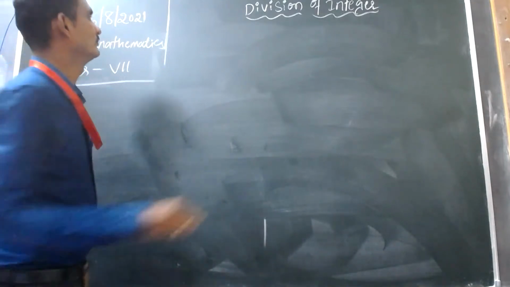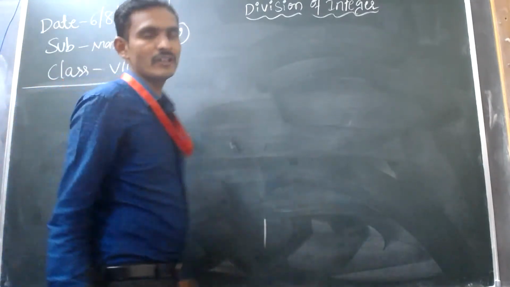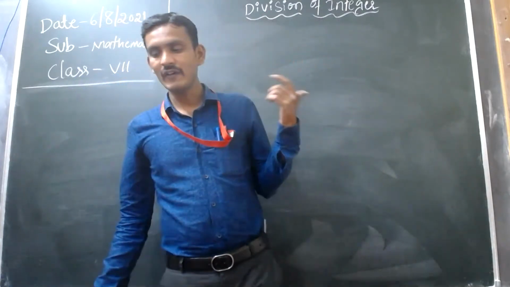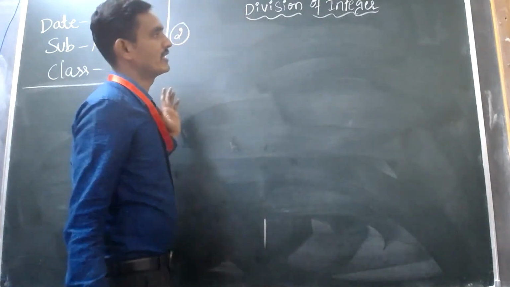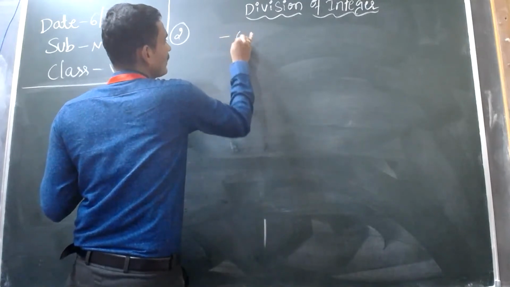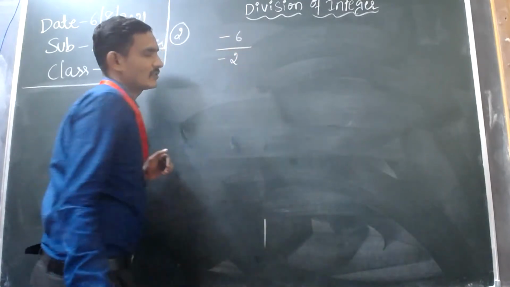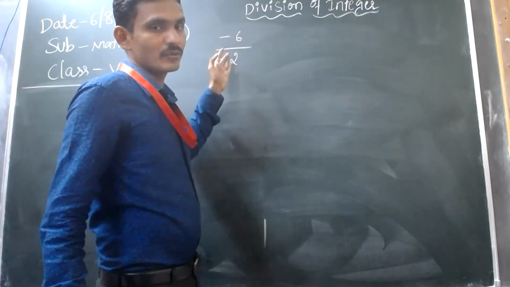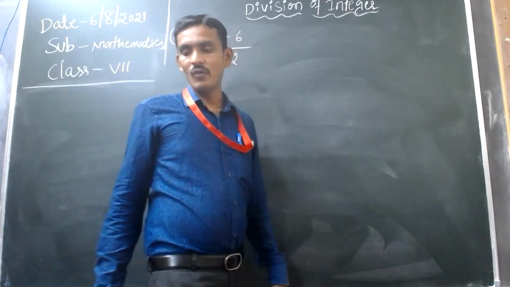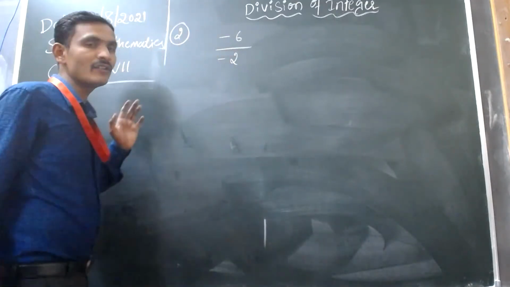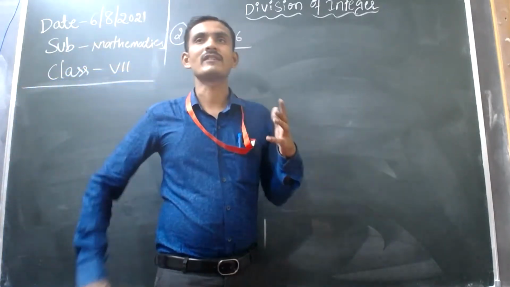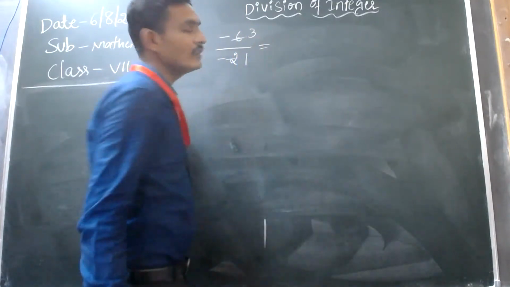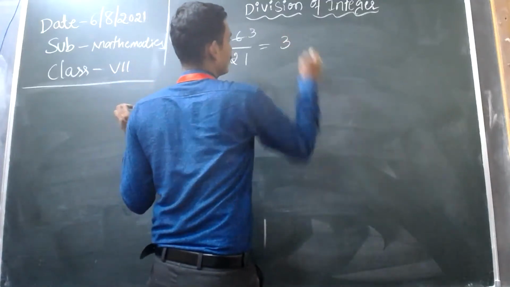In the second case, when we are dividing a negative integer by a negative integer, suppose the same example, I will take minus 6 divided by minus 2. When we are dividing a negative integer by a negative integer, you have to first divide the whole thing. Afterwards, you have to put a sign of positive. So 2 threes are 6, so this one is plus 3. Okay.